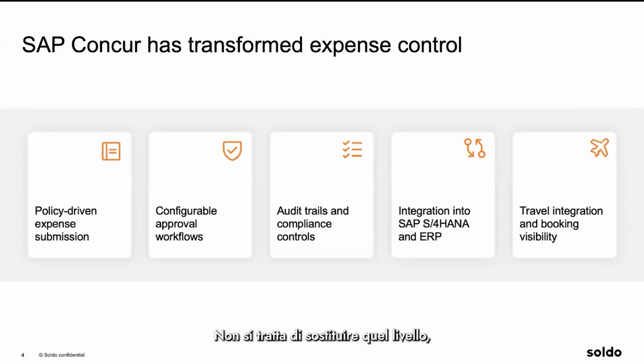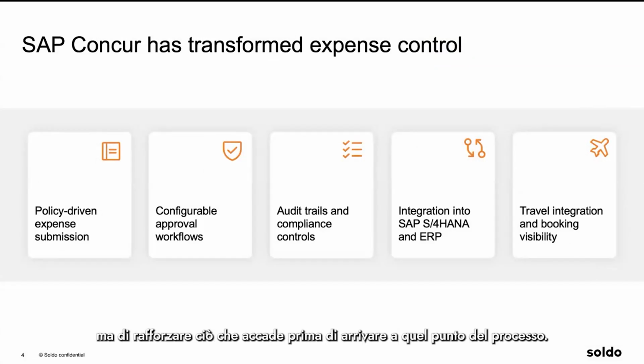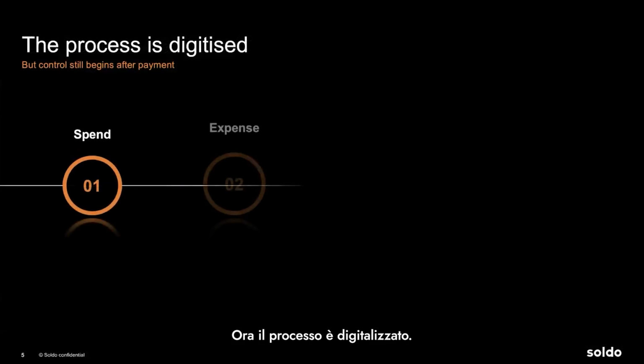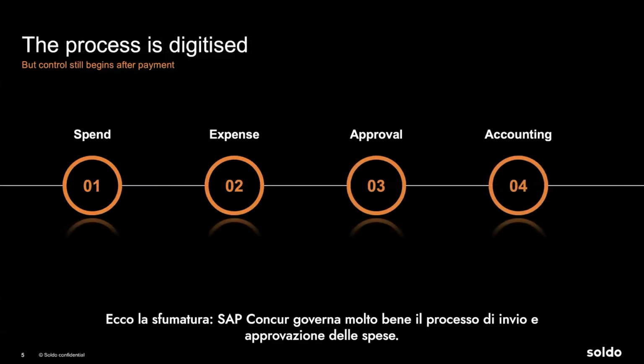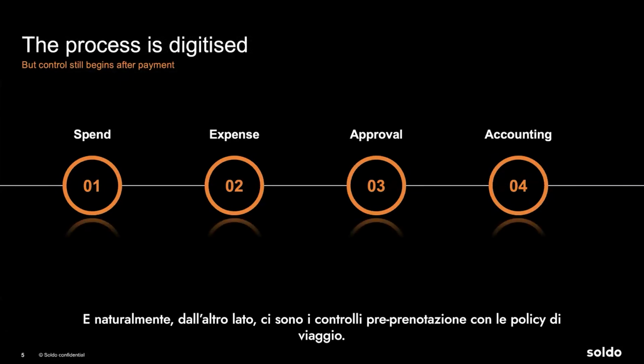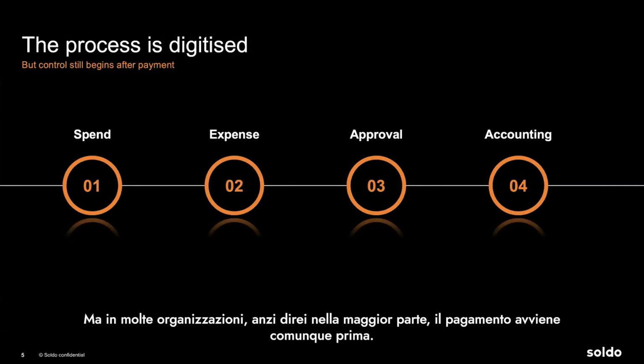This is not about replacing that layer, but it's about strengthening what happens before you reach that point in the process. Now, the process is digitized. Here's the nuance. SAP Concur governs the process of expense submission and approval extremely well. And of course, the other side of it is the pre-expense booking controls with travel policies. But in many organizations, in fact, I'd say in most organizations, the payment still happens before.